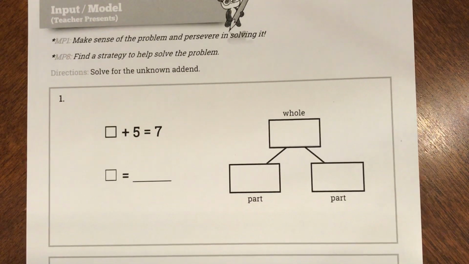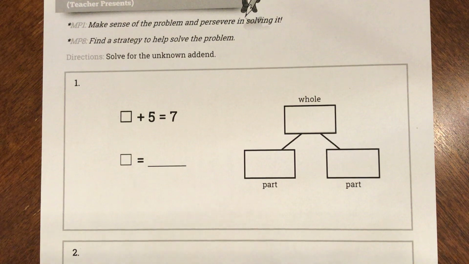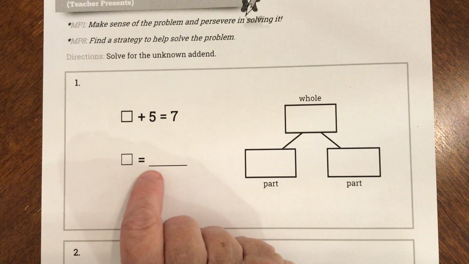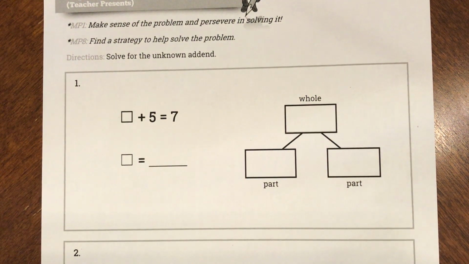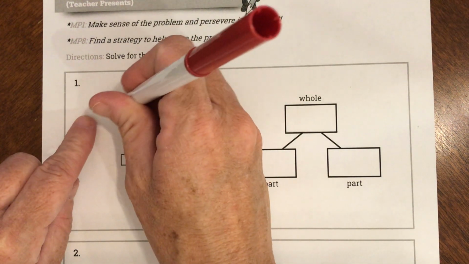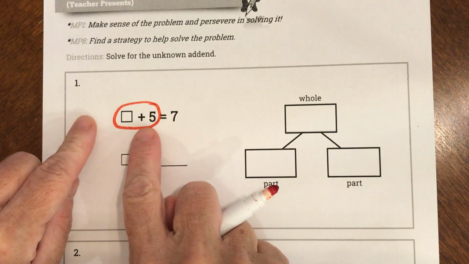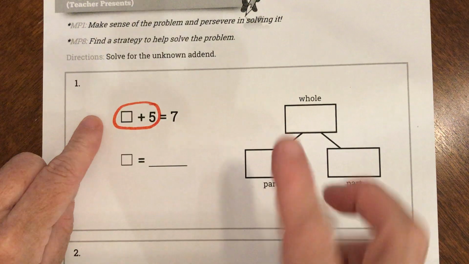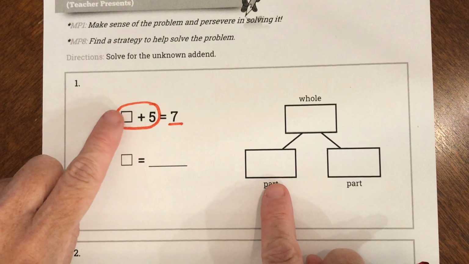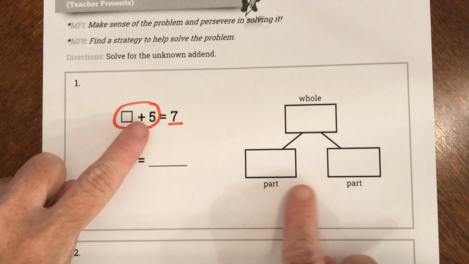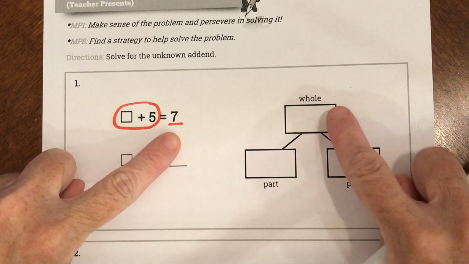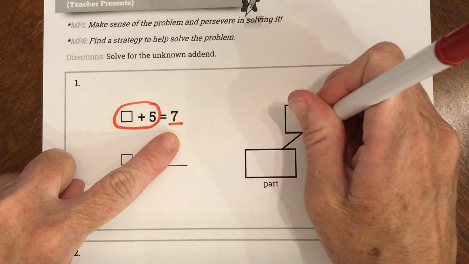Here is my first one, and it says, square plus 5 equals 7. Square equals what? They want to know what this square is. That is my unknown. My unknown is this square, the first addend. So here's my two addends, which are my two parts. Here's my sum, which is my whole. So I don't know what my first part or first addend is, but I know my second addend or part is a 5. And then I know my whole, which is my sum, is 7.